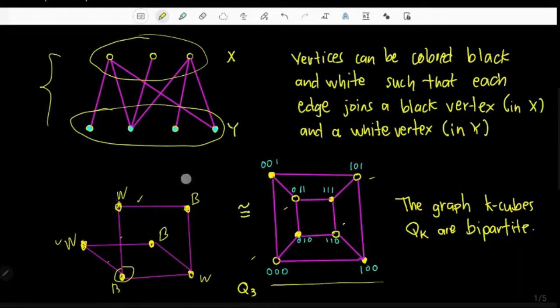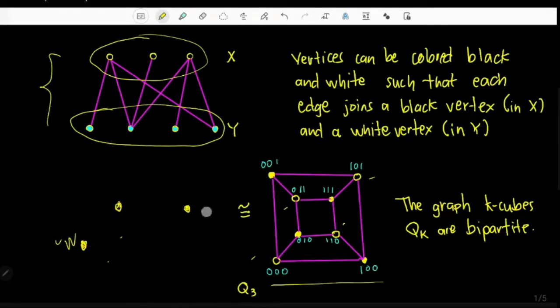So let me redraw this cube. Now let me collect the vertices, the black vertices at the top. So let's say these are the black vertices: 1, 2, 3, 4. And these are the white vertices: 1, 2, 3, 4. And then I have here vertex (0,0,0), (0,1,1), (1,0,1), and the other black vertex is (1,1,0).